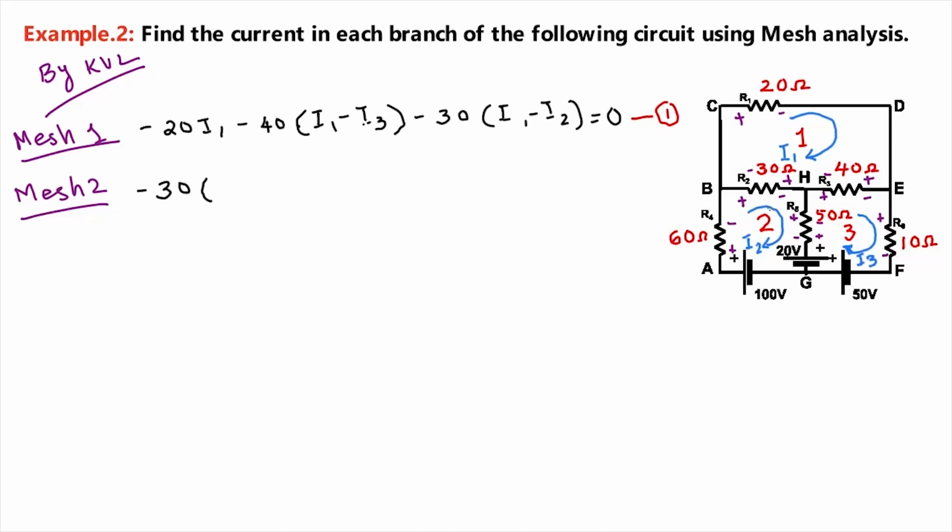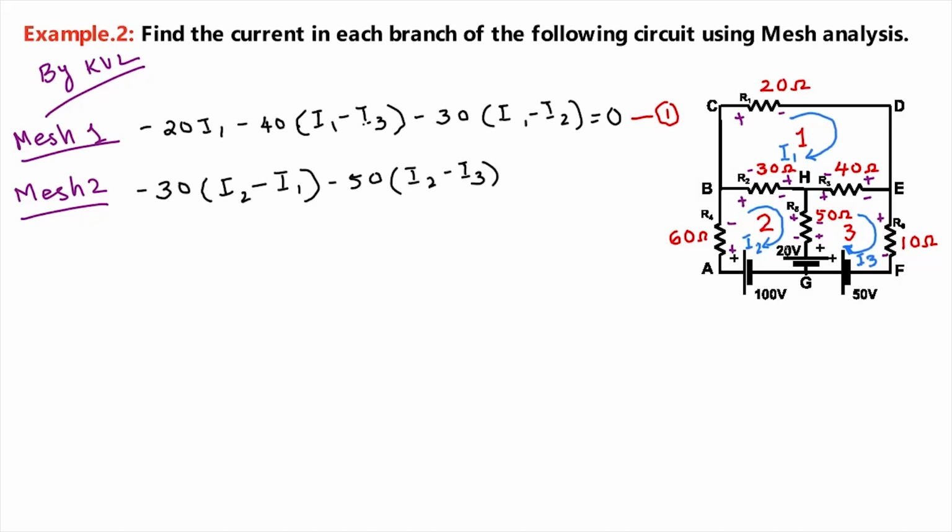As we are in mesh 2, we have to write I2 first, then I1 which is in the opposite direction, so minus I1. Then the next voltage drop is in 50 ohms, so as it is from plus to minus, minus 50 into the difference in current, I2 minus I3. As we are in mesh 2, we write I2 first, minus I3.